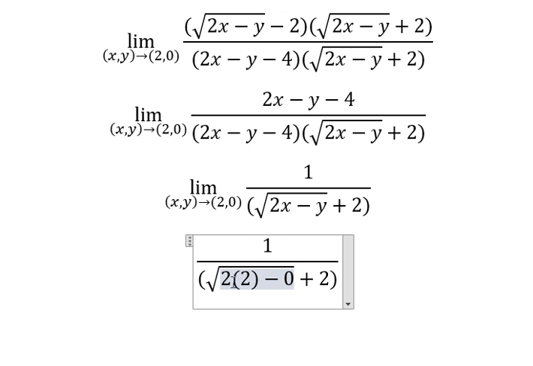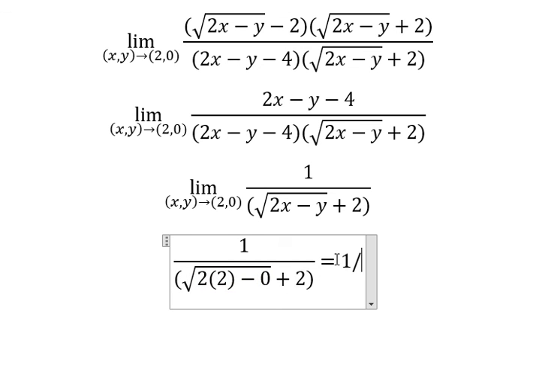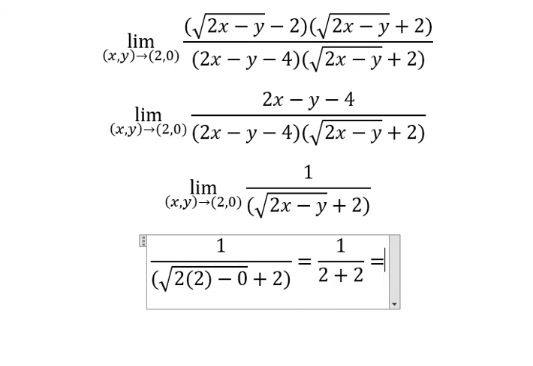The square root of number 4, we have number 2, and we have 1 over 4.